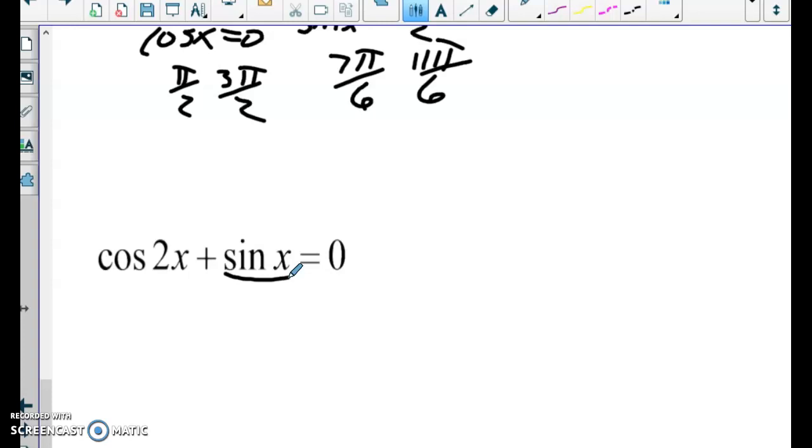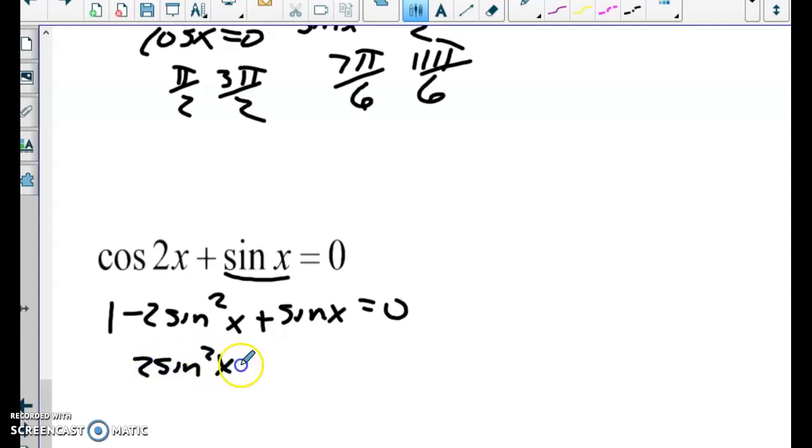all in sine. So I'm going to say 1 minus 2 sine squared x plus the sine of x equals 0. And if I multiply the whole world times negative 1, I get 2 sine squared minus the sine of x minus 1 equals 0.